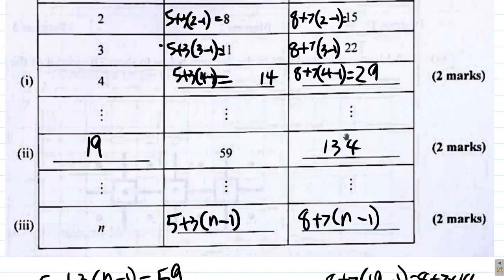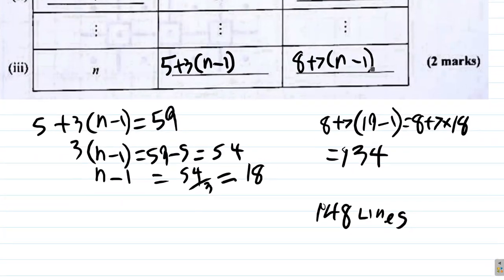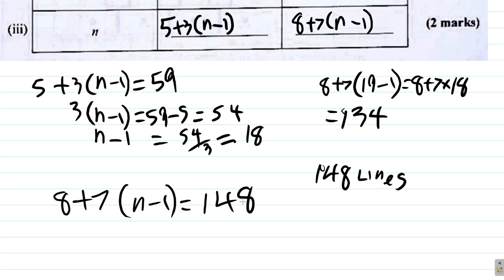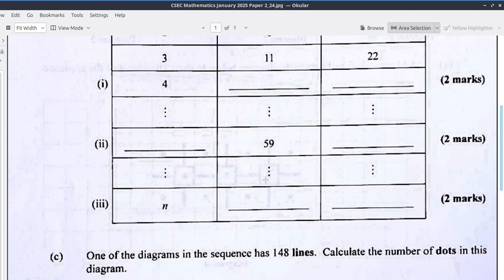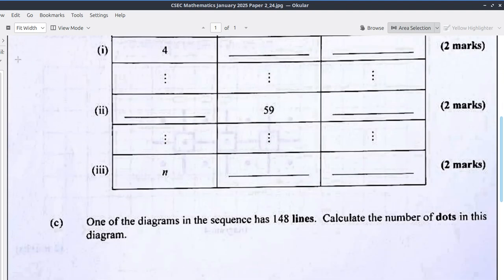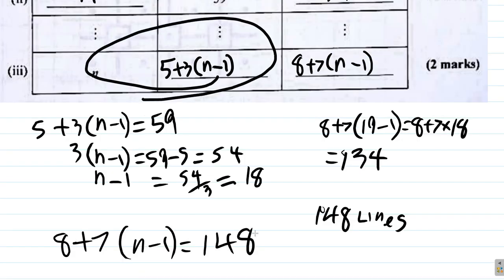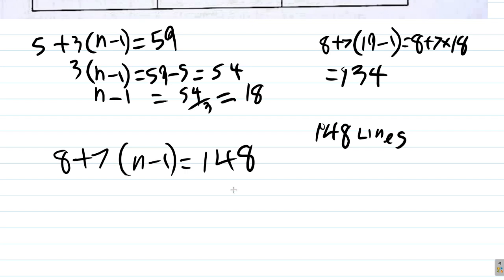So if you have 148 lines, the thing is that 8 plus 7 times n minus 1 would give you 148. Alright? And it says to calculate the number of dots. Number of dots you want. So you're going to have to find n and then put n here. Alright? So this would be 8 plus 7 times n minus 1.